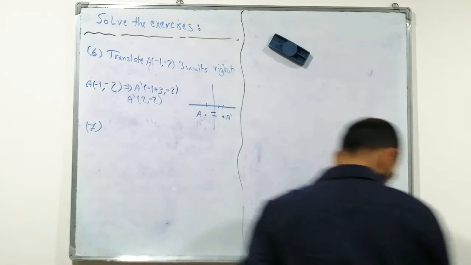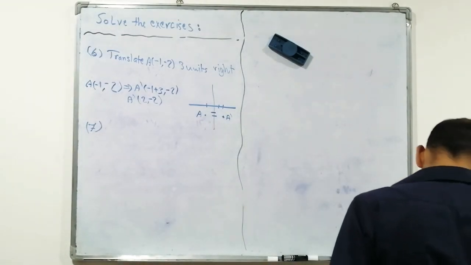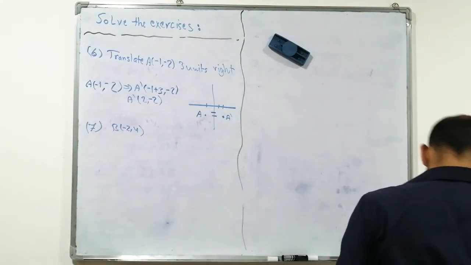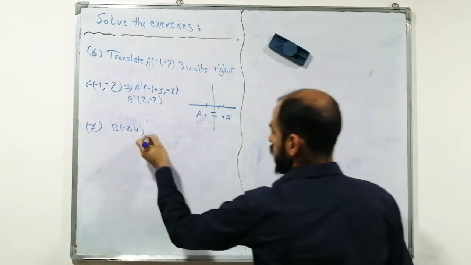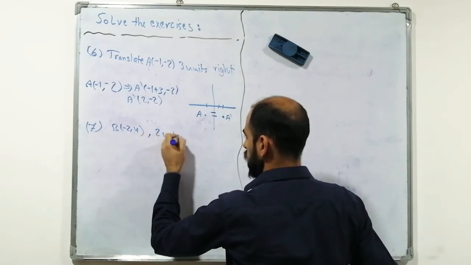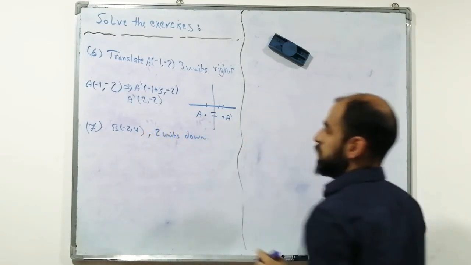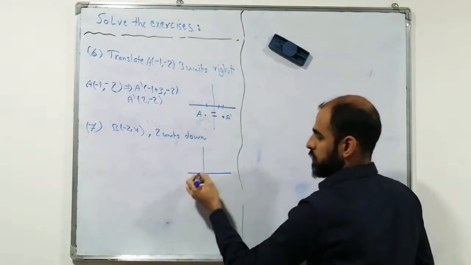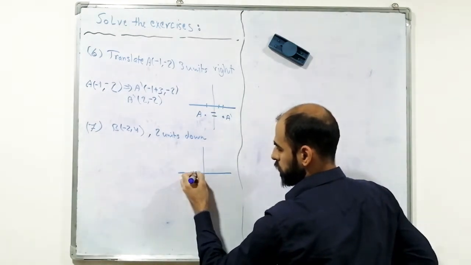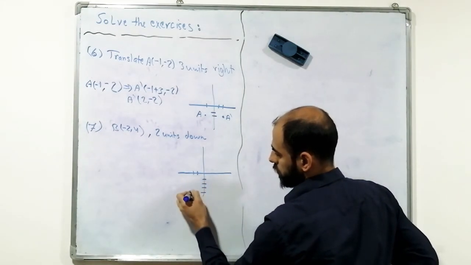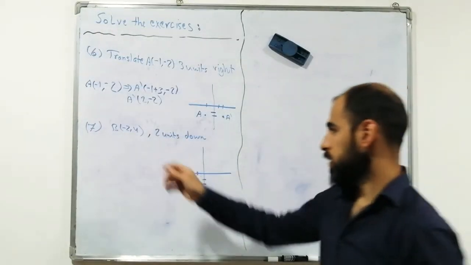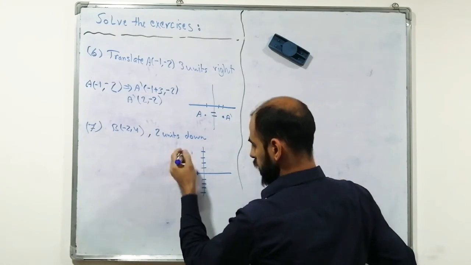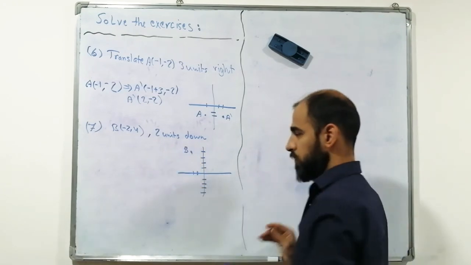Number 7, translate B. Here we have B (-2, 4), 2 units down. Also we have to determine the original point: -2, and then 1, 2, 3, 4. We go upward since it is 4, not -4. 1, 2, 3, 4. This is the point B (-2, 4).